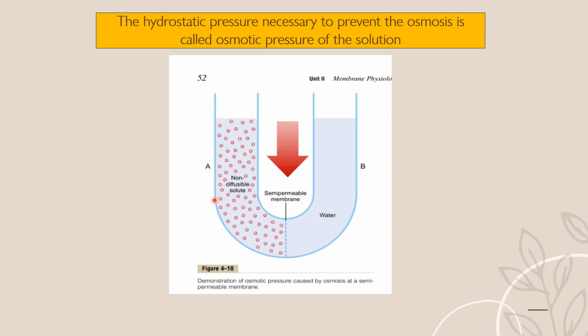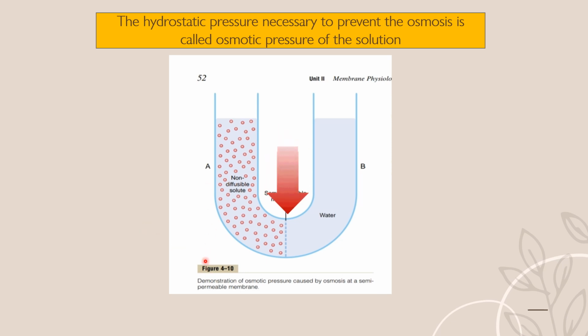So if we apply pressure over here, the hydrostatic pressure necessary to prevent the movement of solvent is known as the osmotic pressure of the solution. So the hydrostatic pressure necessary to prevent the osmosis, the movement of solvent from high to low concentration, is known as the osmotic pressure.